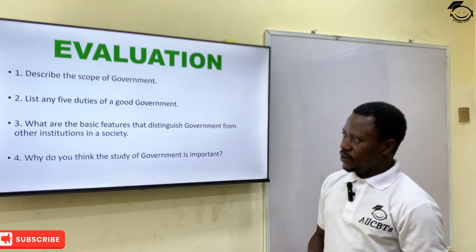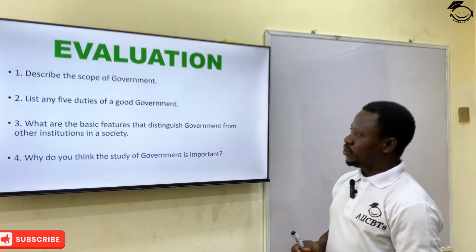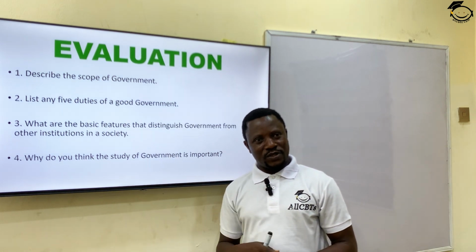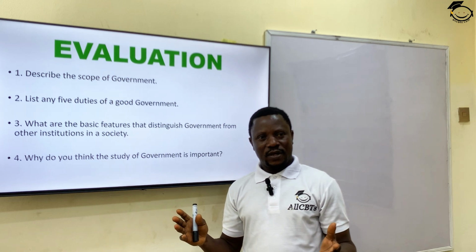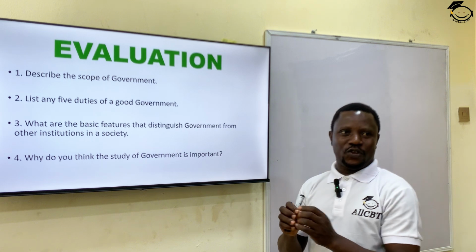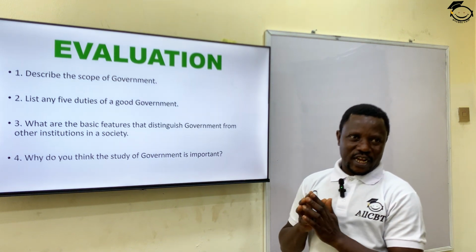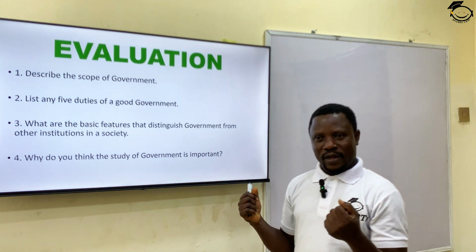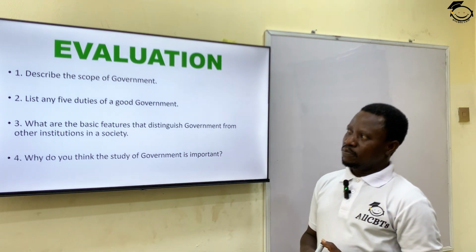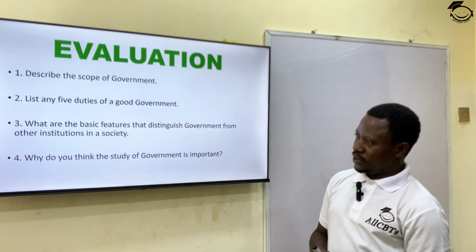3, what are the basic features that distinguish government from other institutions of the society? Remember, I mentioned in the course of the session that we have many institutions in the state. But government is distinguished because of those peculiar features, elements, and attributes, like political power, like the body of law called constitution, and revenue, by which they carry out their policies.